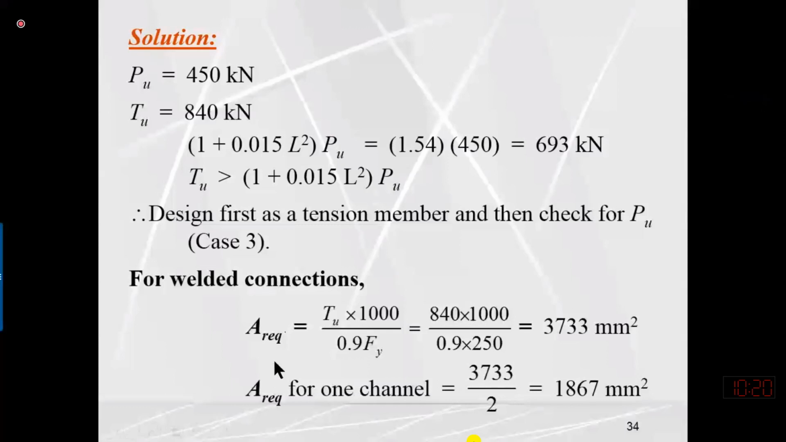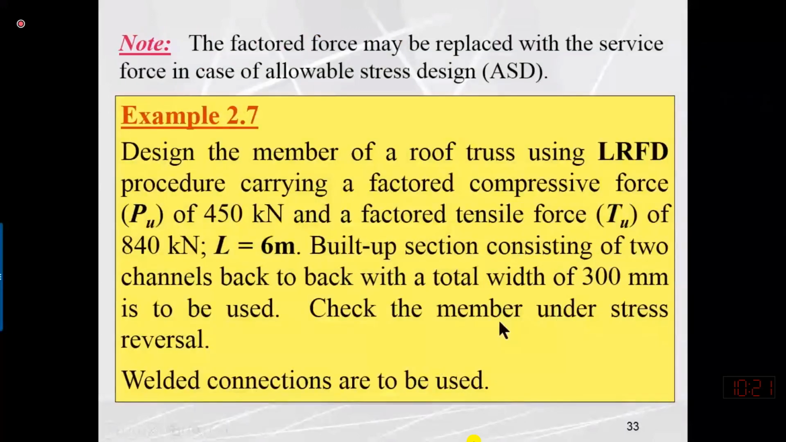So using only the yielding criteria, we may determine the area required. TU is 840 multiplied by 1000 to convert into Newton. Phi t value in yielding is 0.9, and in the yielding criteria we use yield stress 250. So the area required is 3733. Since we have to use a built-up section comprising two channels, as given in the statement, the area of one channel will be half, 1867.